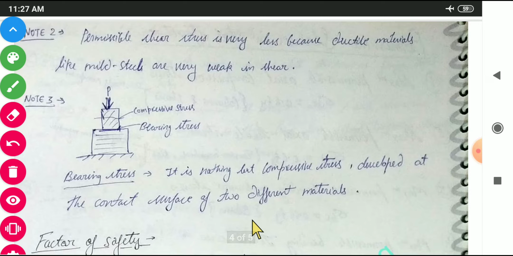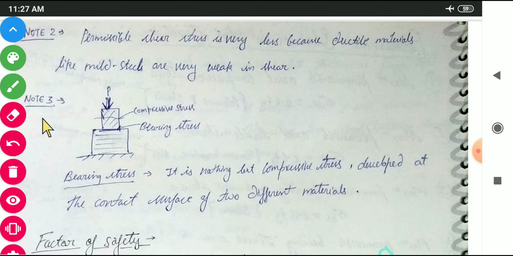It should be greater than, because of the non-uniform stress distribution. Next to note is that permissible shear stress is very less because ductile materials like mild steel are very weak in shear. We have already seen in the previous slide that the shear stress was around 0.4, but the direct compression and axial force stresses were 0.6. So permissible shear stress is less.